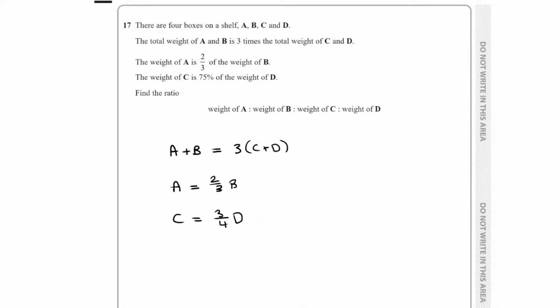Do you see how, and I think this is a 4-mark question, even if I just wrote those 3 things down, that's already half of the marks. Like, even if I didn't really know where to go after this point, you've already got half the marks. So it's definitely worth writing something down.